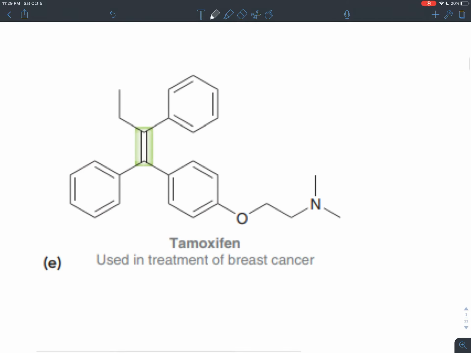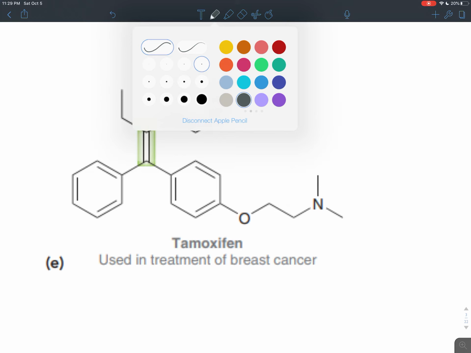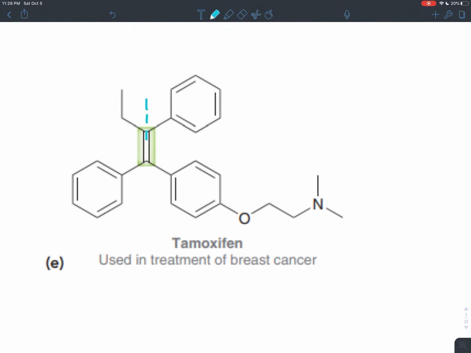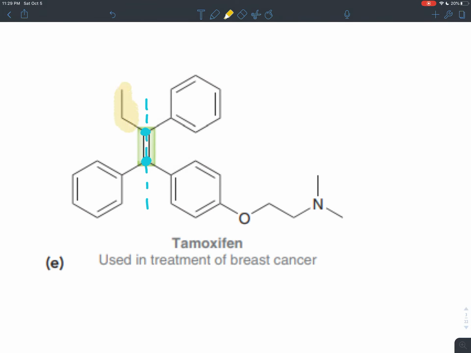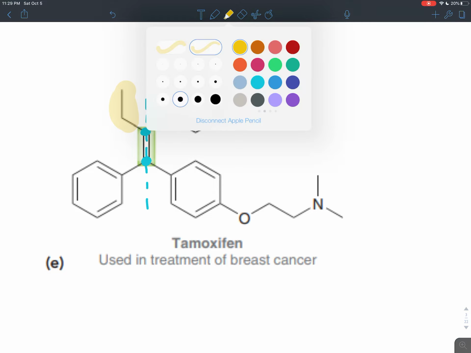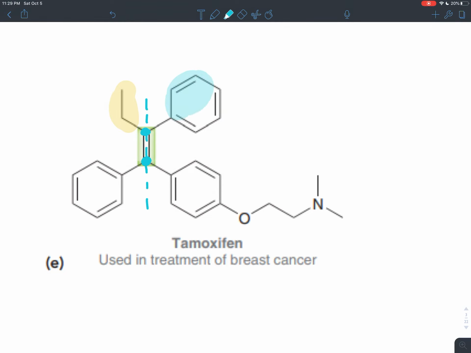Here we have tamoxifen. It's used in the treatment of breast cancer. So we'll draw that dotted line down the double bond. And we're looking for two groups that are the same, that are coming off of each of these two carbons in this double bond. So on the one hand, we have a sort of ethyl group. And then on the right, we've got this benzene ring.